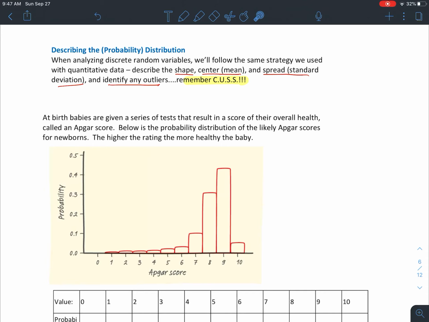Essentially they're giving us whatever our discrete random variable is along the x-axis, and then the likelihood, the probability of that occurring here is on the y-axis.